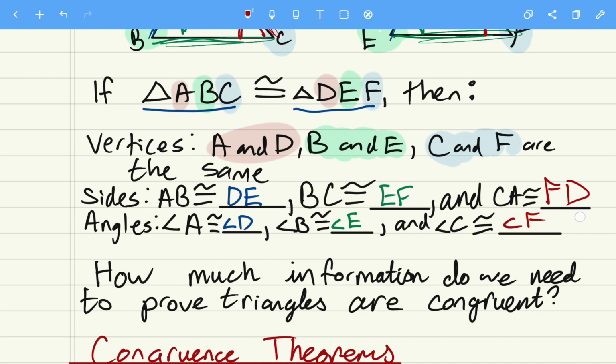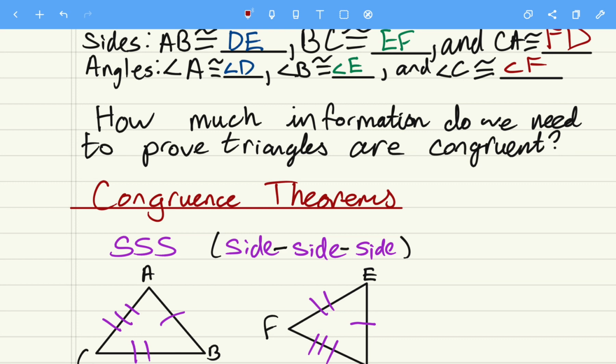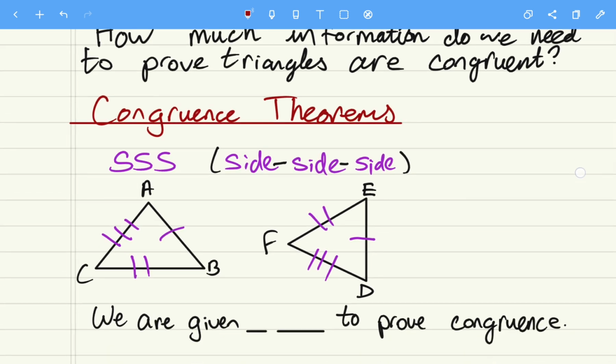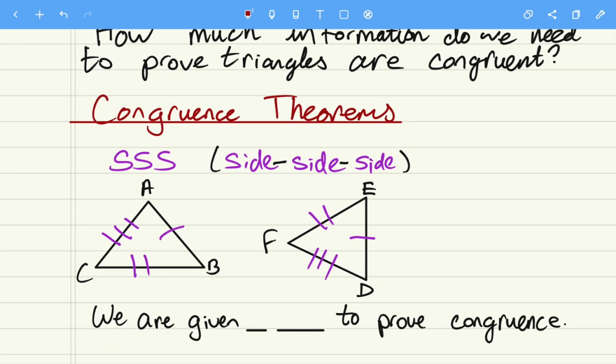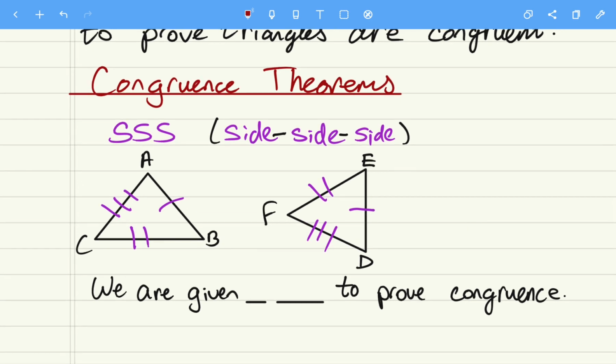So now, how much information do we need to prove the triangles are congruent? And that's what we're going to look at. We're looking at the congruence theorems. We just need 3 pieces of information to know if the triangles are congruent or not. And we're going to look at those. So the first one is SSS, or side, side, side. Side, side, side says that we are given all 3 sides and their lengths.